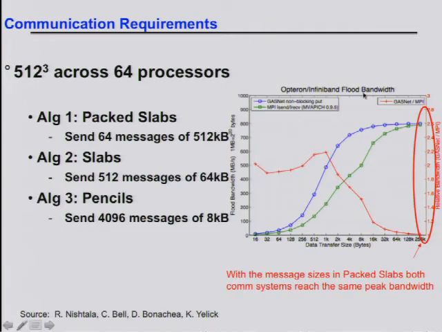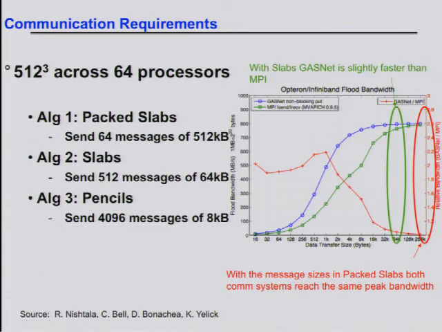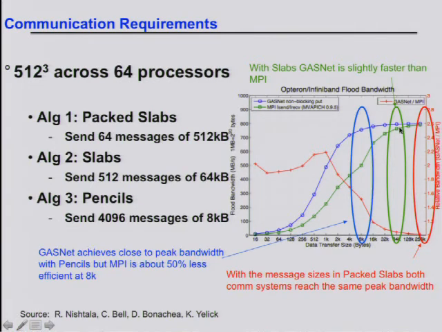So if I do the packed slabs where I send one large message, my message is going to be of this size, and GASNet and MPI are going to run about the same speed. They get about the same bandwidth. If I do slabs, more small messages, I'm going to be right around there. Message size is going to go down, and there's still not that big of a gap between the speed of MPI and GASNet. But if I go down to pencils, and I send lots and lots of these tiny messages of size 8K, that's how fast GASNet's going. It's getting almost full bandwidth, and MPI is doing much, much worse.